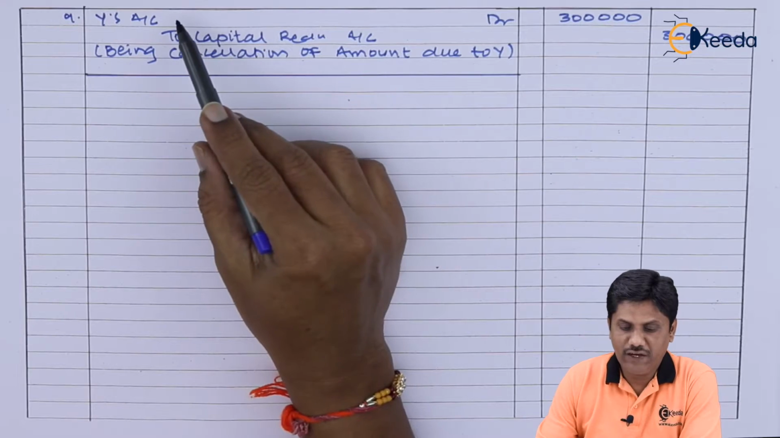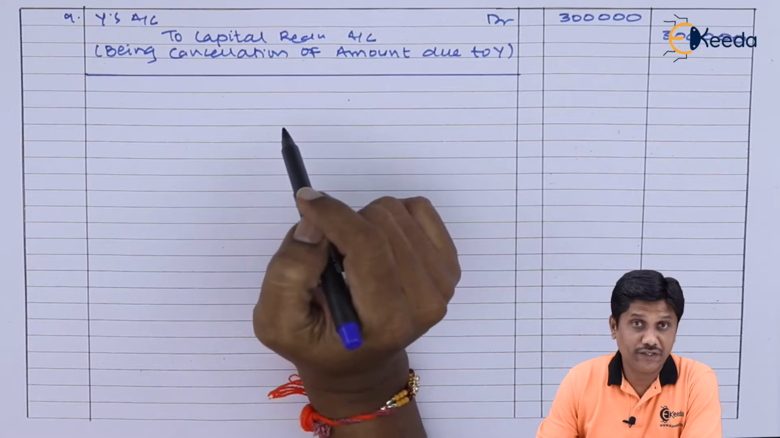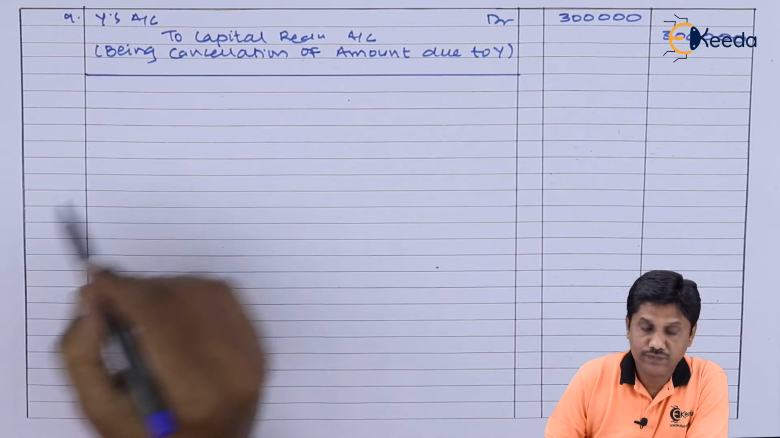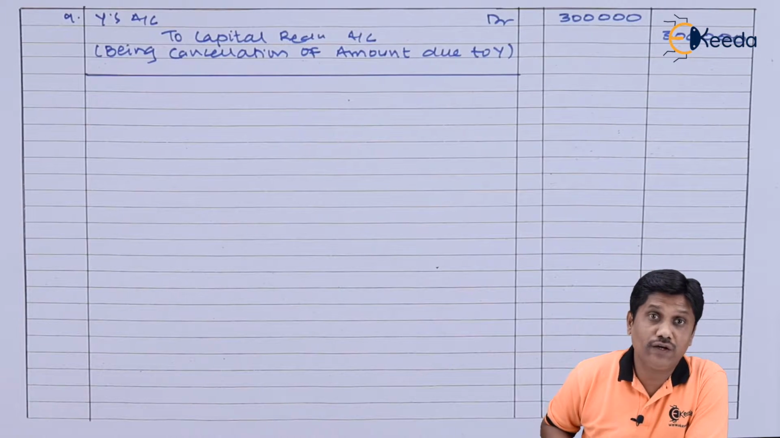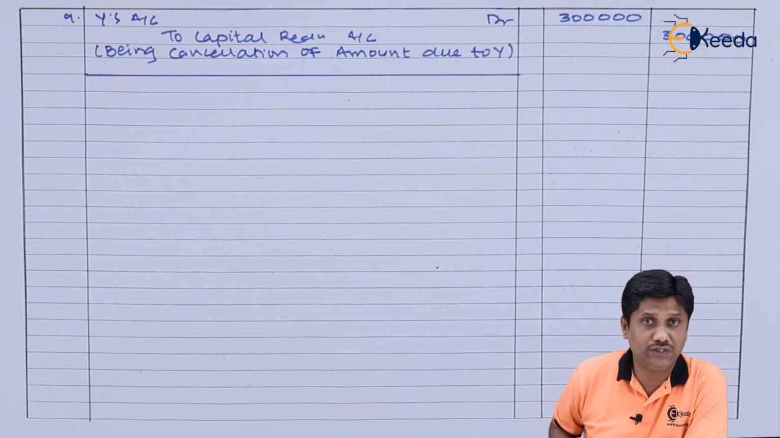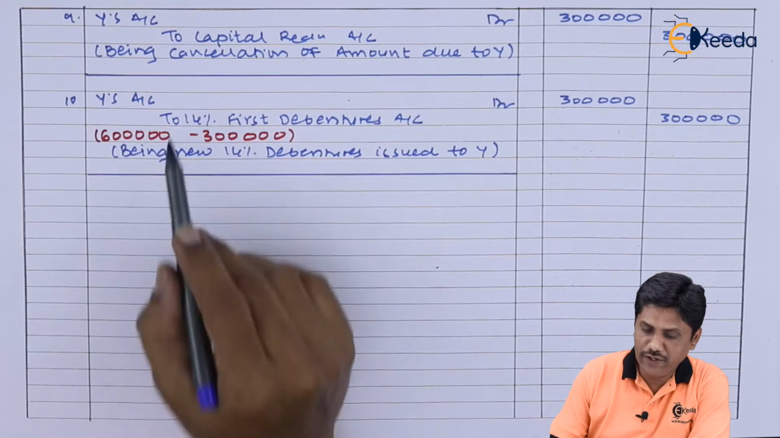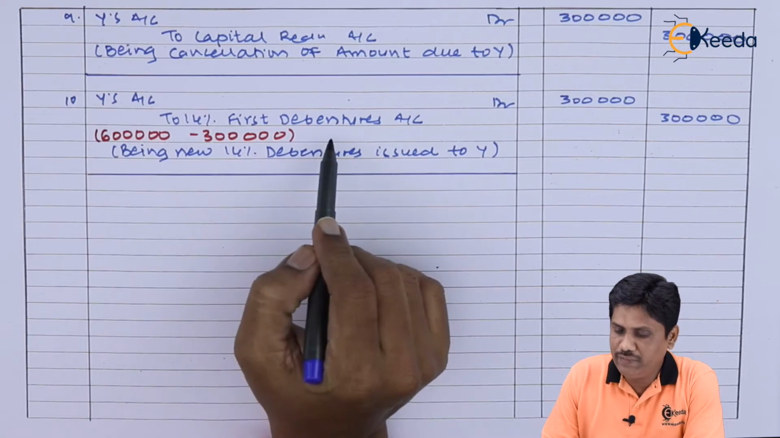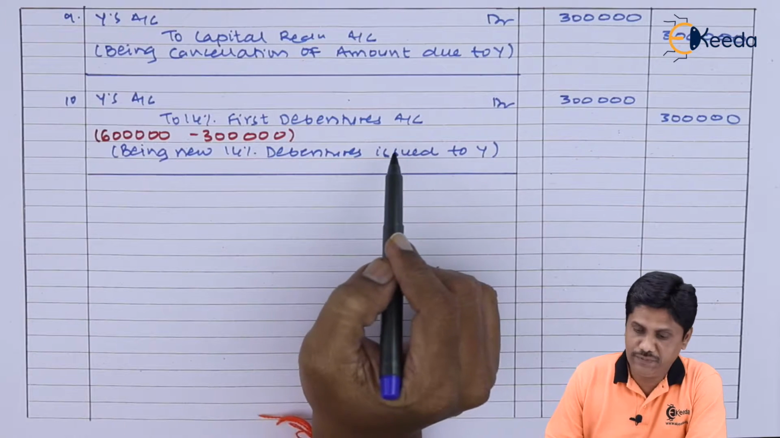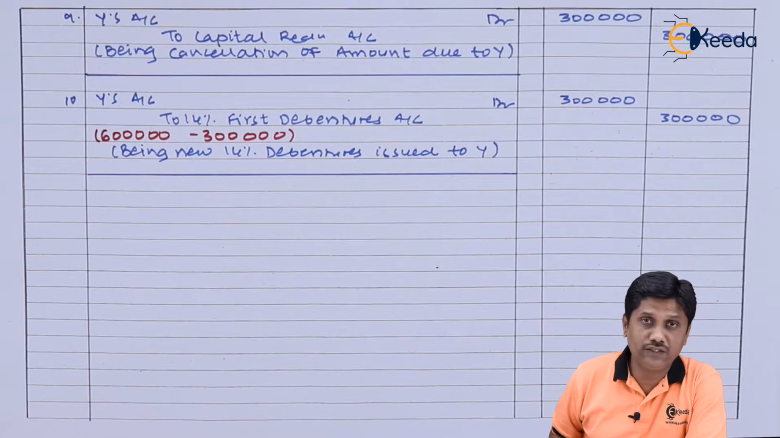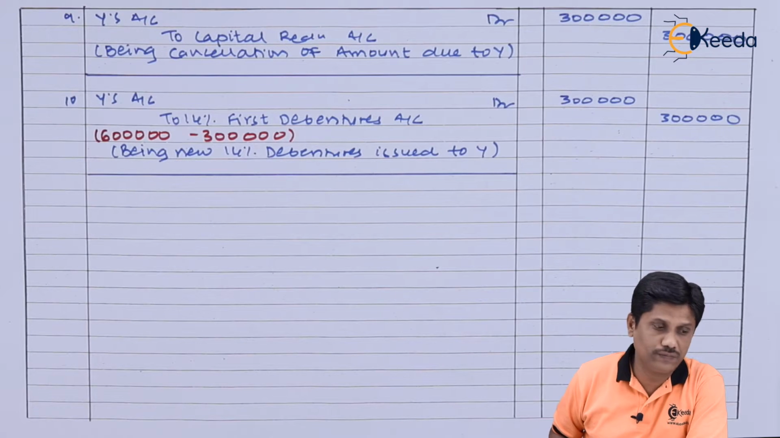Friends, you can notice I have passed the entry Y's account debit to capital reduction account because he has cancelled rupees 3 lakhs of his dues. Next entry is for settling his account. So we have settled the remaining amount due to him, which is 3 lakhs, by issuing new 14% debentures. Friends, you can notice our last entry, that is the 10th entry, Y's account debit to 14% first debentures. So in this way we have settled Y's account. Let us go with the next transaction.